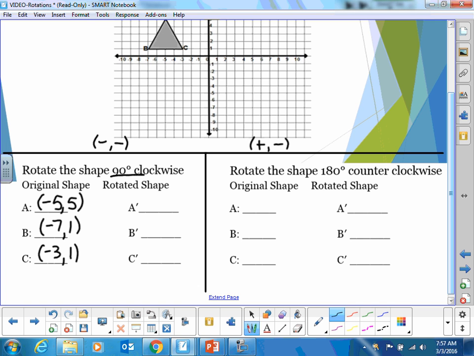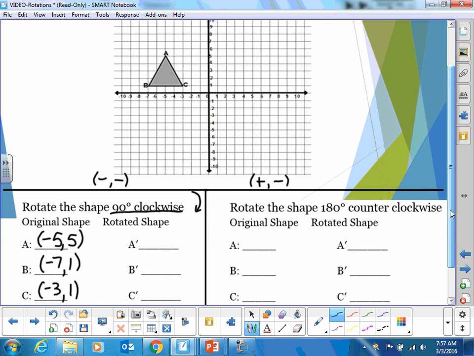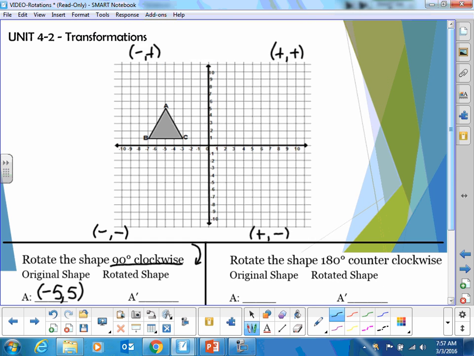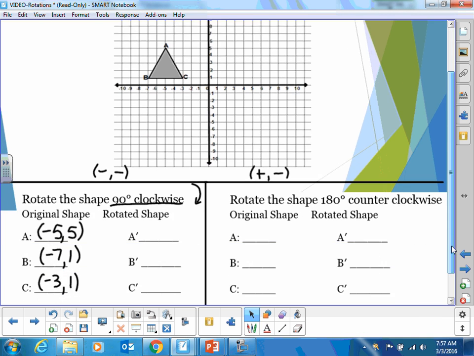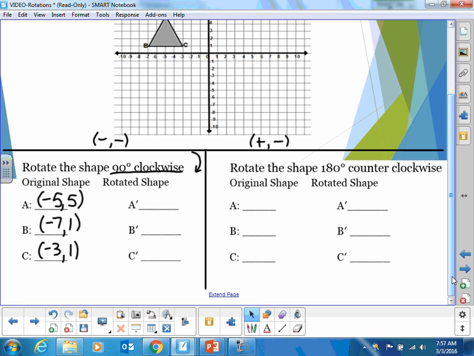And if I'm moving 90 degrees clockwise, that means I'm going to the right. So I will end up, if I look at my graph, I'm going from quadrant 2 to the right, so I'm going to end up in quadrant 1. So I know that my signs are all going to be positive, positive. And all I have to do is look at the numbers. I'm doing 90 degrees, which means I switch the order.